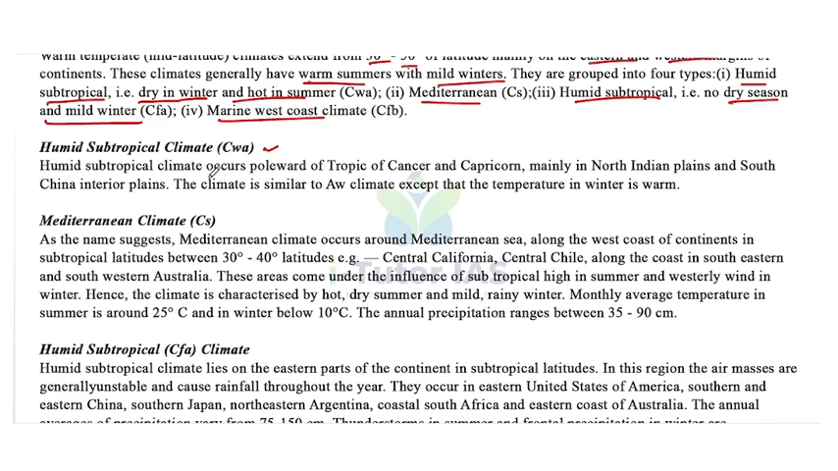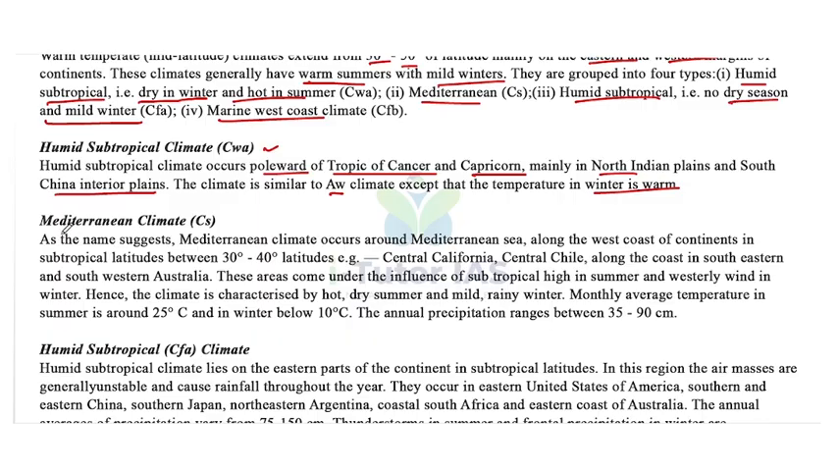Humid subtropical climate occurs poleward of the Tropic of Cancer and Capricorn, mainly in North Indian plains and South China interior plains. The climate is similar to Aw climate except that the temperature in winter is warm.